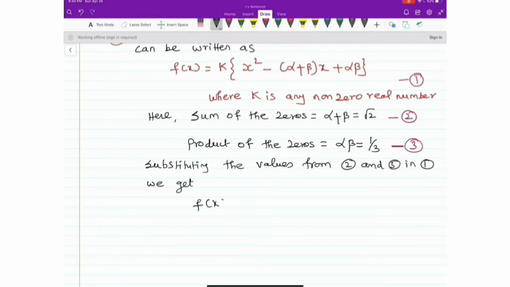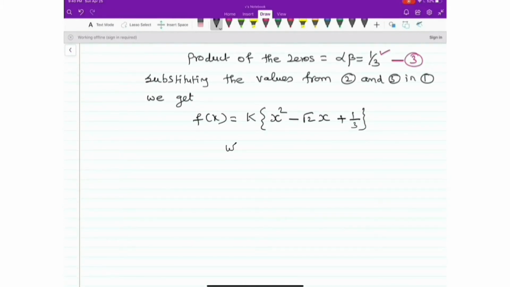f of x is equal to k into x square minus alpha plus beta. You know alpha plus beta is root 2 and alpha beta is 1 by 3. Let us substitute over here. I will be getting root 2 into x plus 1 by 3, where k is any non-zero real number.